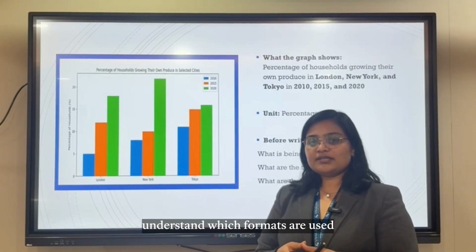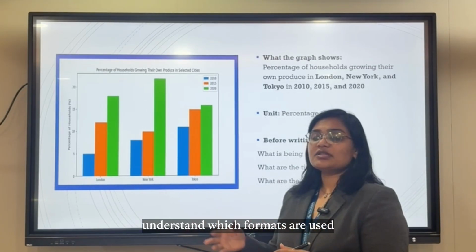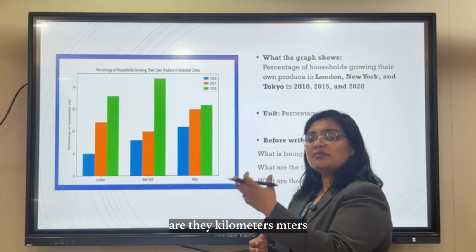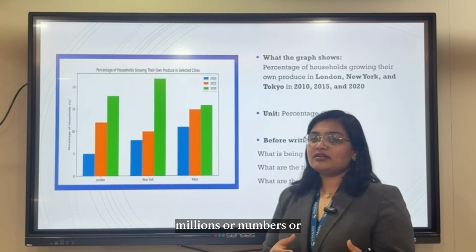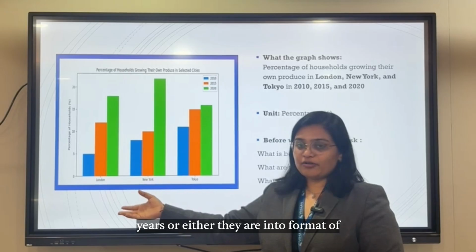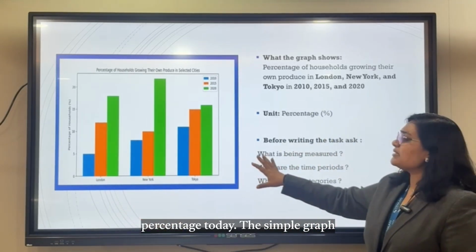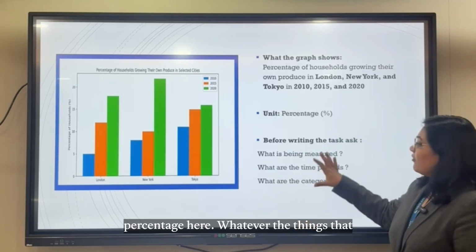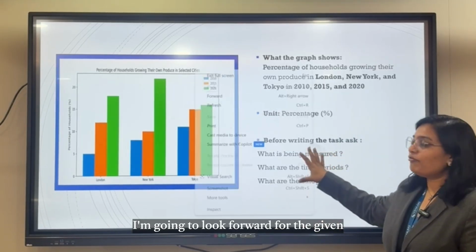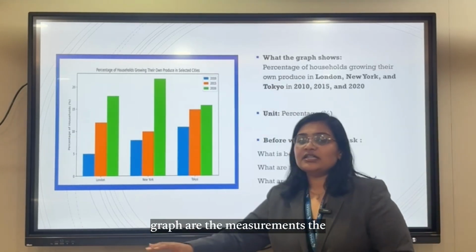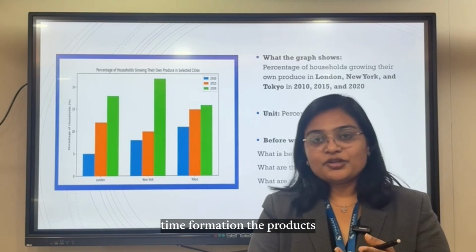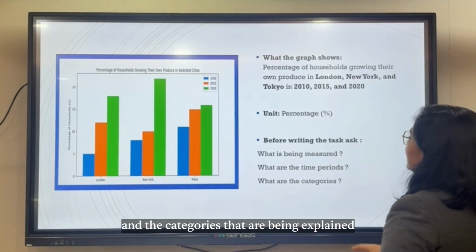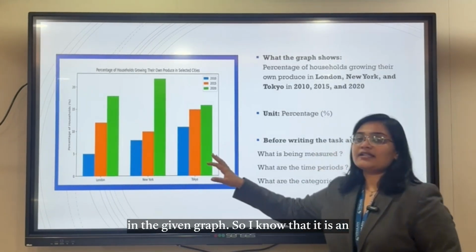Always try to understand which formats are used. Are they kilometers, meters, millions, numbers, years, or percentages? Today a simple graph is represented, and it is about percentages. Whatever things I look for in the given graph are the measurements, the time formation, the products and the categories that are being explained.